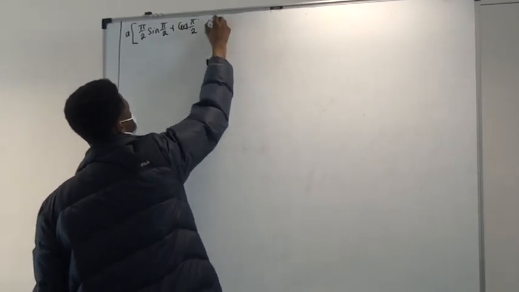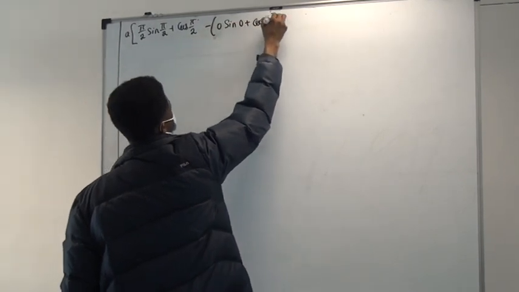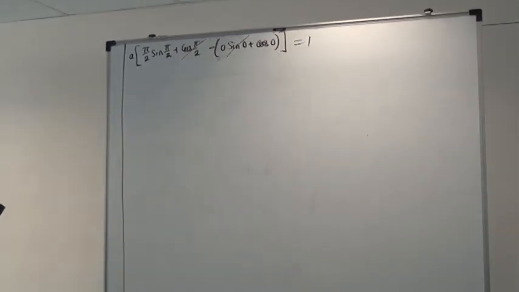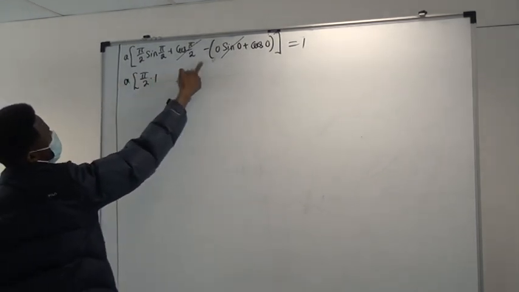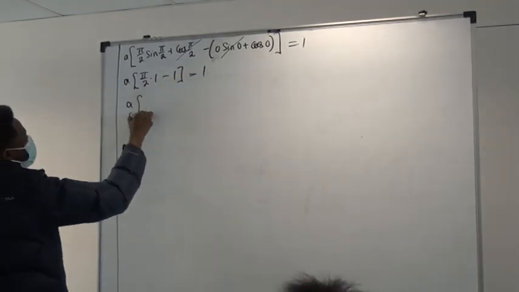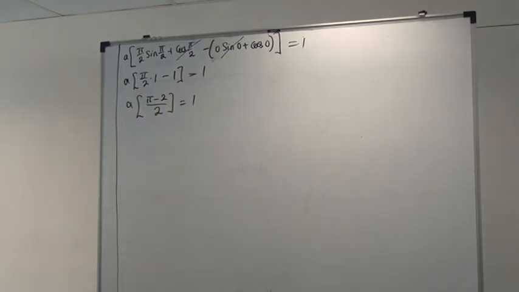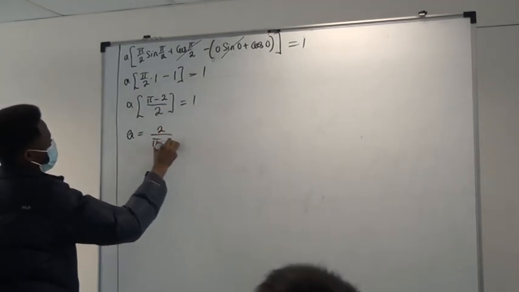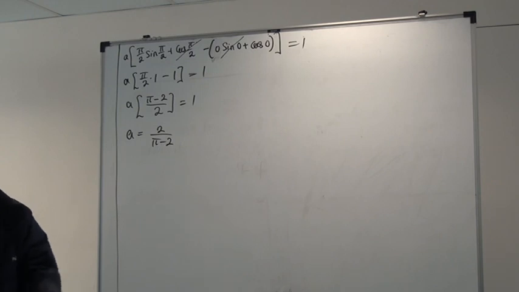Sine 0 plus cos 0. So sine 0 is gone, and cos 0 is 1. So A times pi over 2 times 1, then minus 1. So this will be A times the bracket pi minus 2 over 2. Am I right? So A is basically the other way, 2 over pi minus 2. Is that what the question says? Show that A is equal to something.